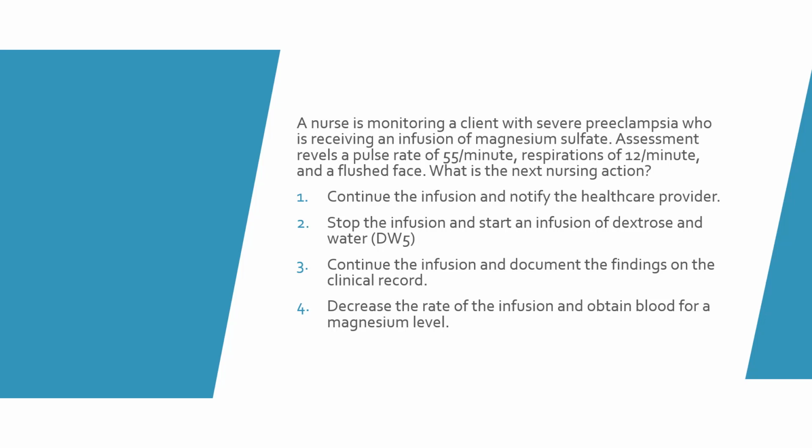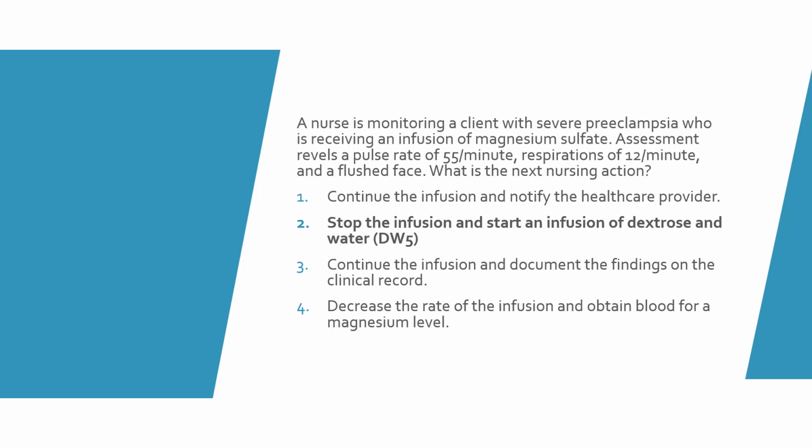Number 4, decrease the rate of the infusion and obtain blood for a magnesium level. Decreasing the rate of the infusion still has the infusion running, and that is contraindicated because it can still cause further CNS depression. Blood can be drawn after the infusion has stopped. Number 2, stop the infusion and start an infusion of D5W is our only safe answer.